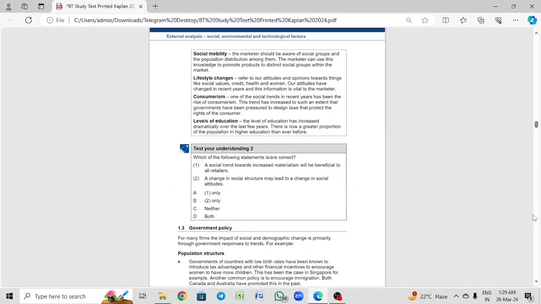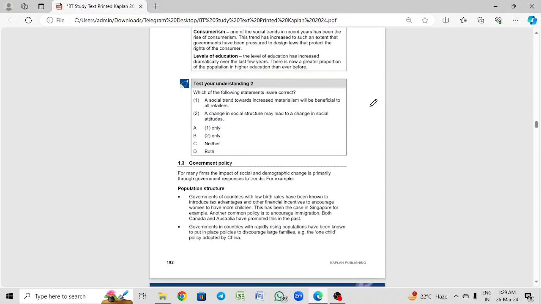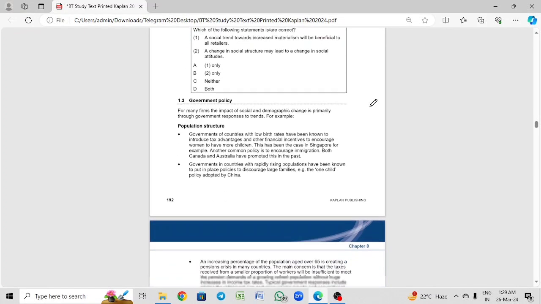Now, what are the government policies? We look at the test to understanding learnings later. Let's just get through the concept first. So what are the government policies?